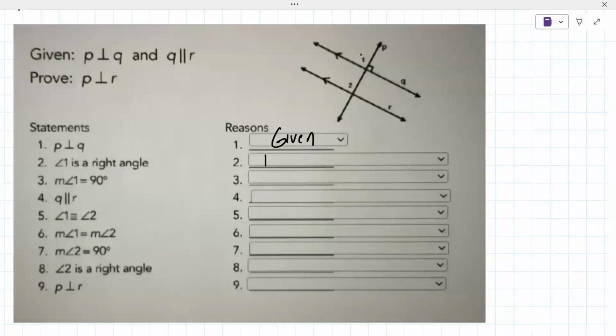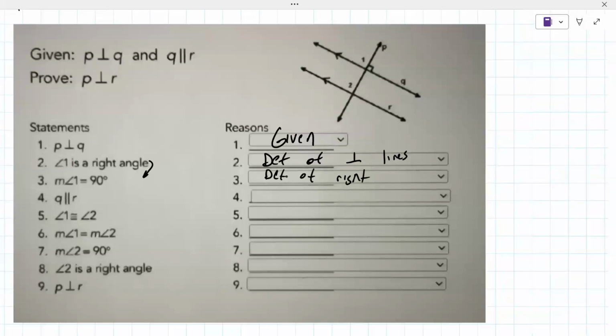And it tends to always be the definition of whatever it is. Perpendicular lines, I think you said. Right. So the measure of angle 1 is 90 degrees. So if it's a right angle, then its measure is 90 degrees. Like one leads to the next. It's the definition of a right angle, that the measure of a right angle is 90 degrees. Is there anything like that? Definition of right angles. There you go. I like that.